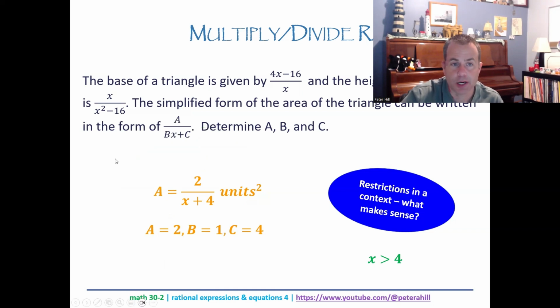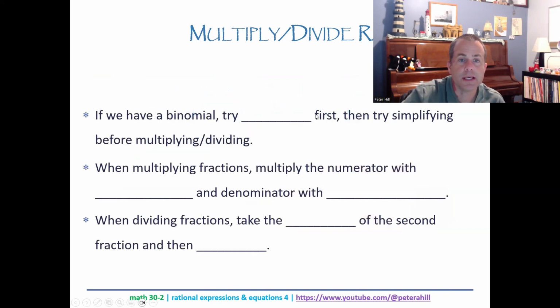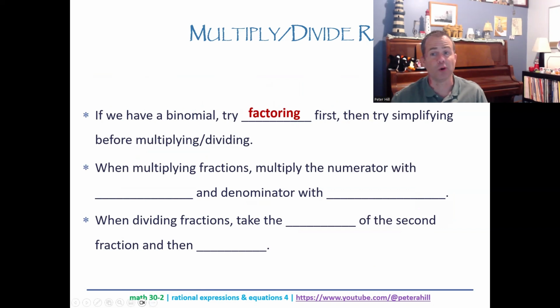Let us summarize, okay? So, in summary, if we have a binomial, try factoring first, then try simplifying before multiplying and dividing. You don't want to start the multiplication and division right away until everything is factored. Remember, in previous lessons, I've always said, no matter what the question is, your first 3 steps are always the same. Number 1, factor. Number 2, state your restrictions or your non-permissible values. Then number 3, you can start simplifying or actually doing the math you're supposed to do.